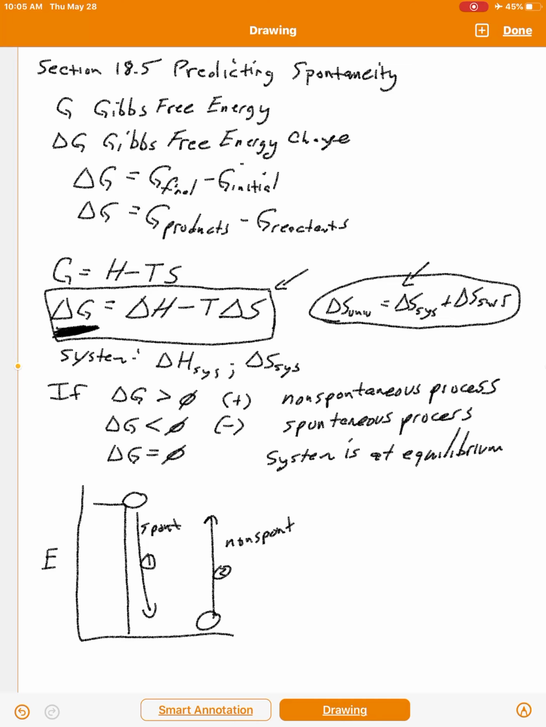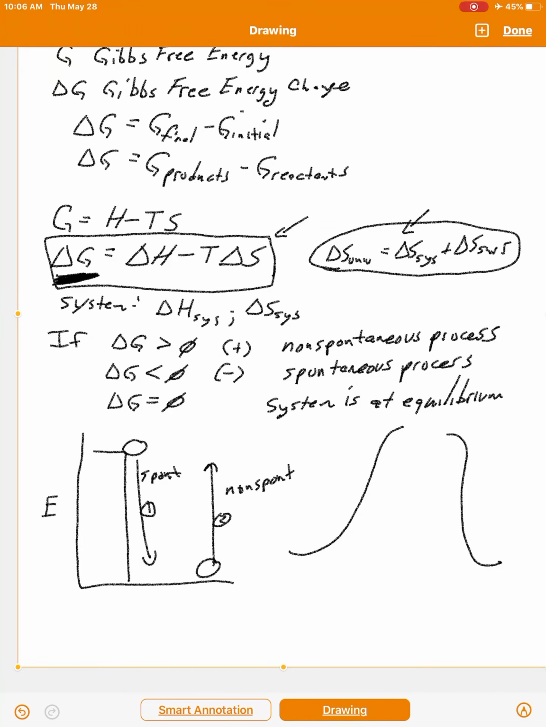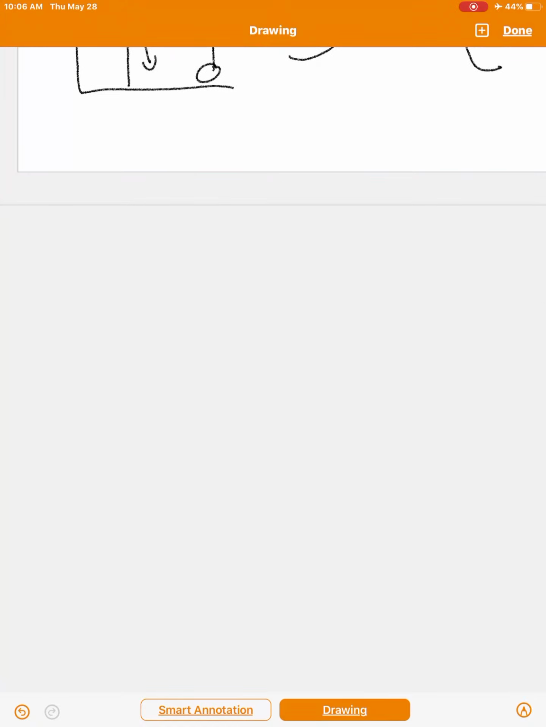That's essentially how we'll interpret the Gibbs free energy change. If the Gibbs free energy change for some process decreases, that's a spontaneous process. If it increases, it's a non-spontaneous process. Okay? So going uphill, that's non-spontaneous. Going downhill, that is spontaneous. The rest of it is really just calculations and interpretations.